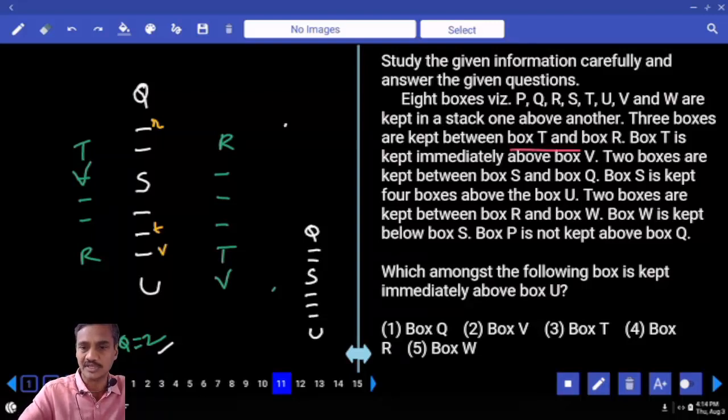3 boxes, and T is kept immediately above this V, and 2 boxes are in between S and Q, and S is kept 4 boxes above U, and 2 boxes between R and W. Now in between R and W there must be exactly 2 boxes. W is here. Then W is kept below S, that is fine. P is not kept above Q, P is below. Now this is the final arrangement we have. And QR, PS, W, TVU.